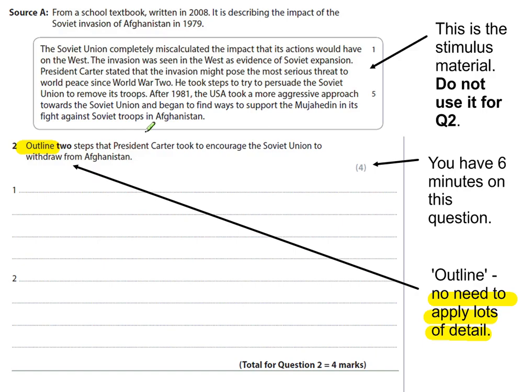We can also see that the focus is on the actions President Carter took to encourage the Soviet Union to withdraw from Afghanistan. Wasn't very successful, but we can go with that. So, we have an idea here in the source. It says here he used the American government to support the Mujahideen, the rebel fighters, in their fight against the Soviet troops. But we need to apply more detail to that. We need to also think of other things that might be beyond the purview of this source.